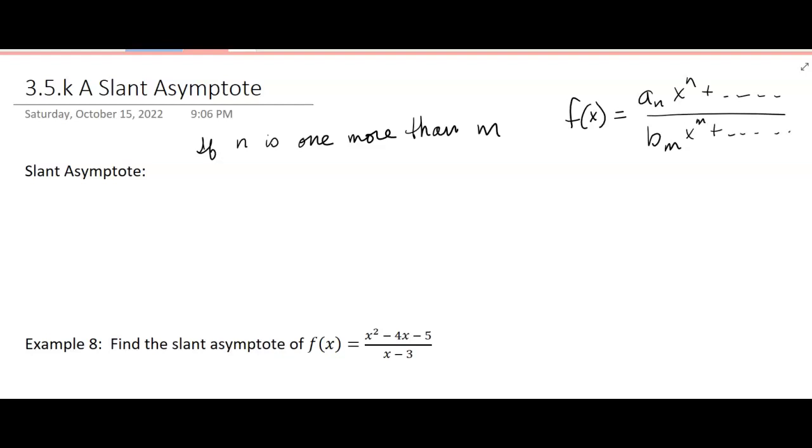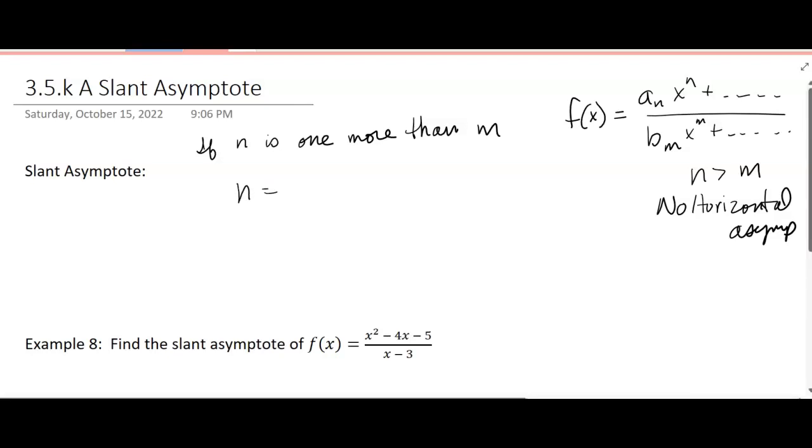Those were our polynomials. And we said, well, if n is greater than m, there's no horizontal asymptote, which is true. But if n is just one more than m, so if n equals m plus 1, then you can have a slant asymptote. Then there's a slant asymptote.